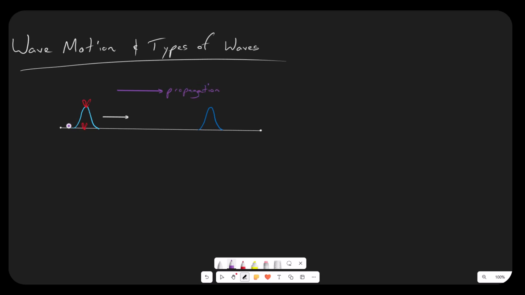This ribbon moves up and down. So I have a displacement that's vertical. When I have a displacement that's perpendicular to propagation, this is called a transverse wave, also a traveling wave.